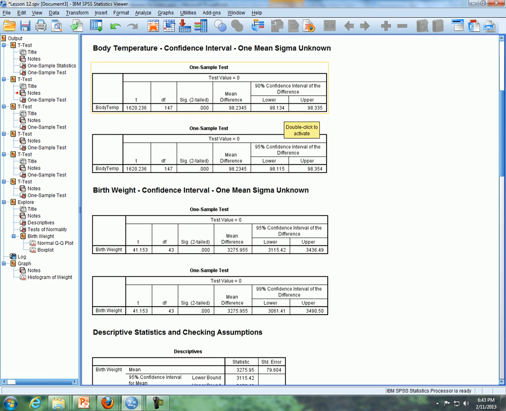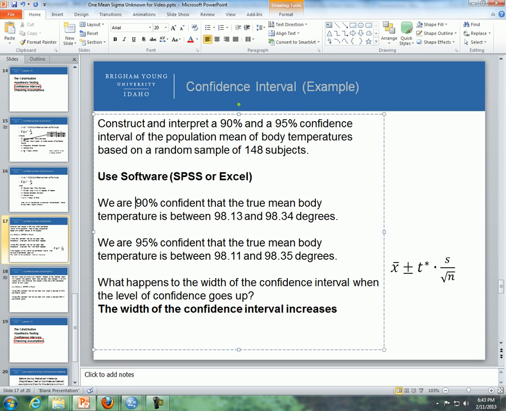Now how we interpret these confidence intervals is that we are 90% confident that the true mean body temperature, just that one true mean, is between these two numbers. And if we did a 95% confidence interval, we would get these two numbers. So what happens to the width of our confidence interval when the level of confidence goes up? Well, as you can see here, the lower bound drops and the upper bound increases, so the width of our confidence interval goes up as we increase our level of confidence.